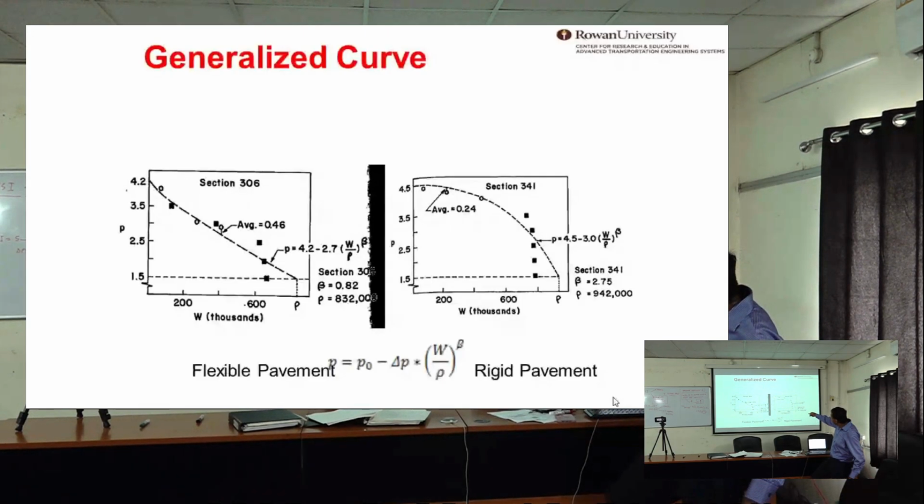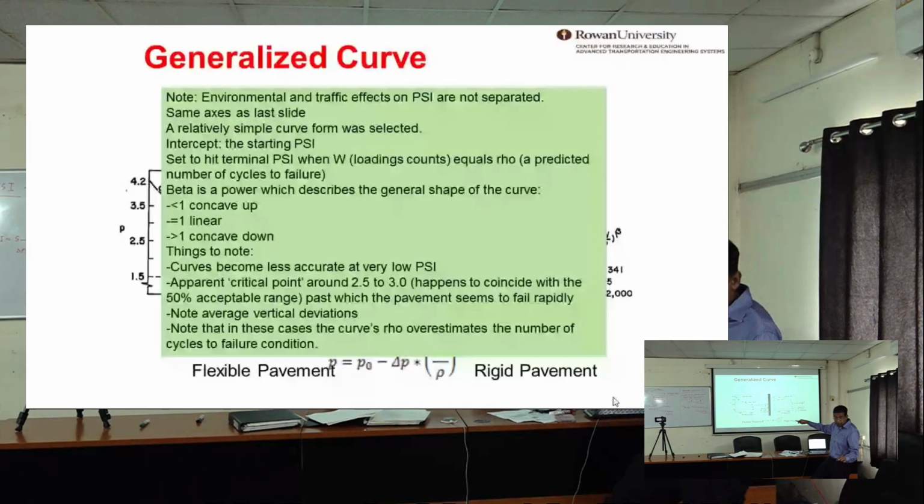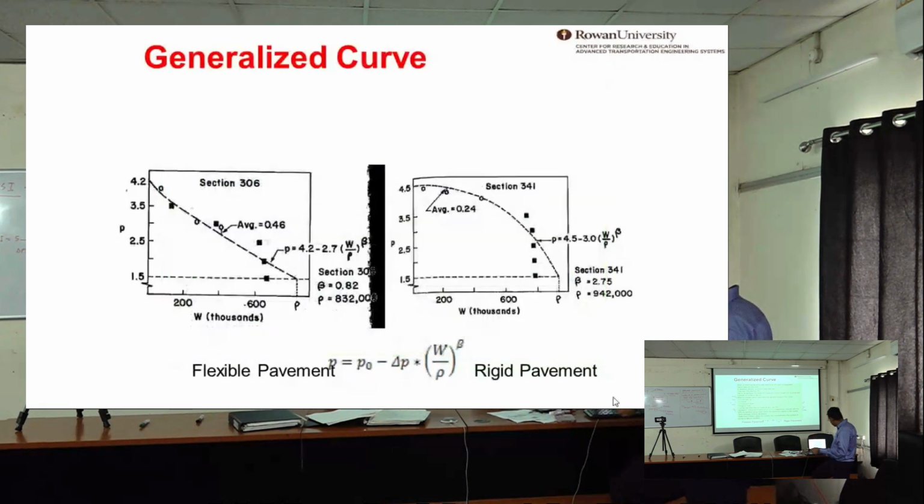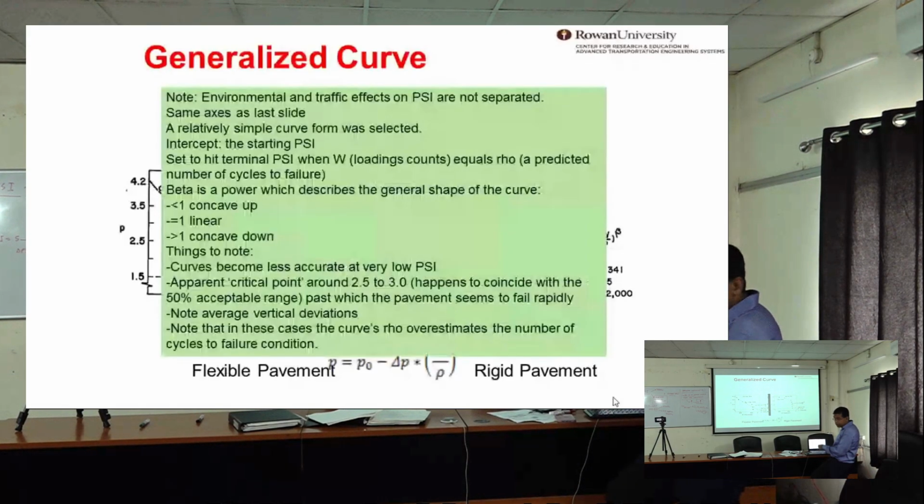So it starts from 4.5 to 1.5 for rigid. It starts from 4.2 to 1.5 for flexible. It's forcing those 2 points and fitting between them. So right here, set to hit terminal PSI when W counts equal rho. So you calculate what rho is, so you can predict what rho is going to be when it hits 1.5. At 832,000 passes, it reaches the terminal PSI of 1.5. For flexible, it reaches 942,000 passes at a PSI of 1.5.